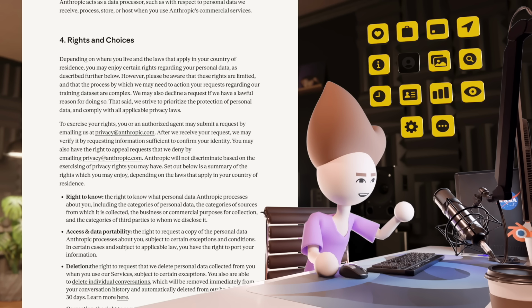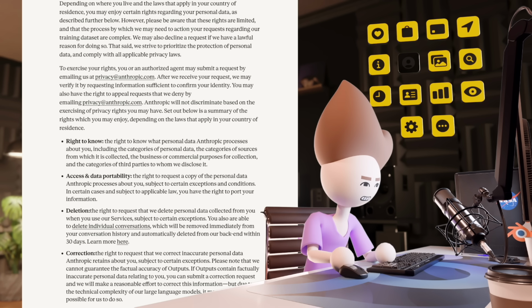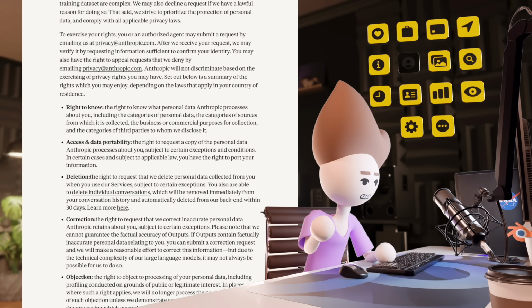Set out below is a summary of the rights which you may enjoy, depending on the laws that apply in your country of residence. Right to know. The right to know what personal data Anthropic processes about you, including the categories of personal data, categories of sources from which it is collected, the business and commercial purposes of the collection, and the categories of third parties to whom we disclose it.